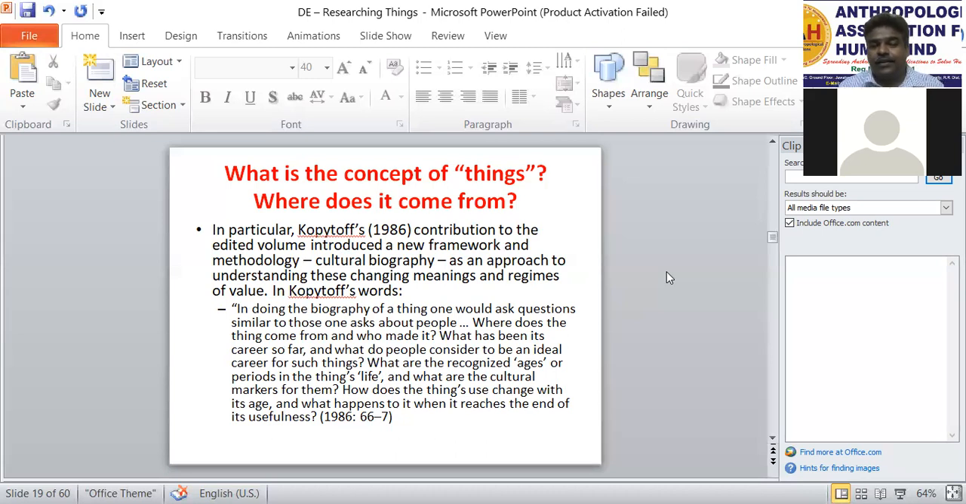So in Kopytoff's words, in doing the biography of a thing, one would ask questions similar to those one asks about people. Where does the thing come from, and who made it? What has been its career so far? And what do people consider to be an ideal career for such things? What are the recognized ages or periods in the thing's life? And what are the cultural markers for them? How does the thing's use change with its age? And what happens to it when it reaches the end of its usefulness?